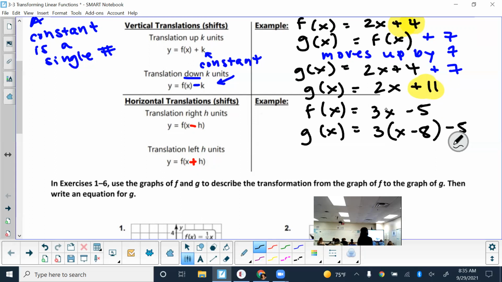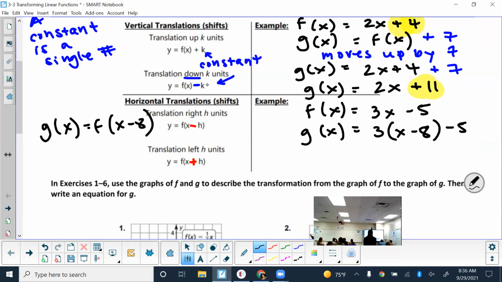And we're plugging it in where the x goes. So really, I probably should have written this differently. I'll write it over here. But it would be f of x minus 8. All right, that might be what your instructions say. This is what it looks like plugged in. So the x minus 8 goes where the x goes. That's your input. Does that make sense?